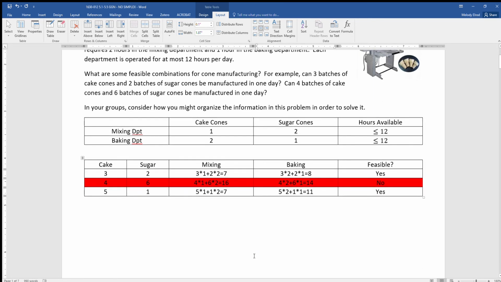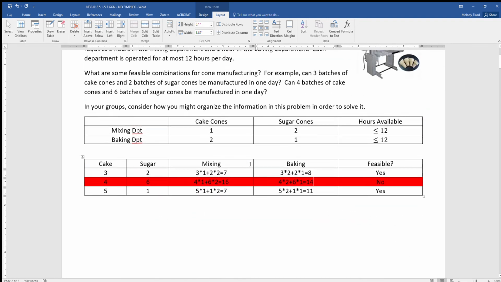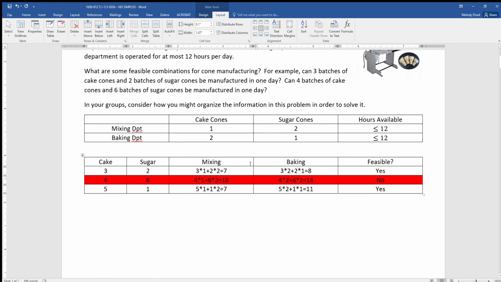So the question is, do we want to just keep doing this? Do we want to just keep trying random groupings of cake and sugar cones? I guess we could go about it more systematically, like 2 and 1, 2 and 2, 2 and 3, 2 and 4, etc. But still, that's going to take a long time to negate all of the possible ones. So instead, what I'd rather do is look at this in a graph. I'd like to be able to take this information and look at it in a graph. In order to do that, I've got to know what the graph is supposed to look like. I've got to have some things to graph.